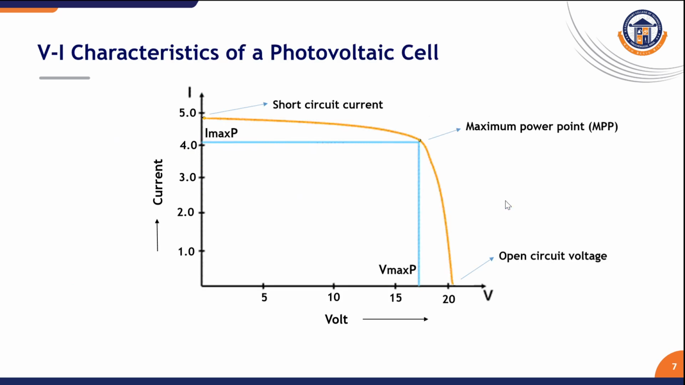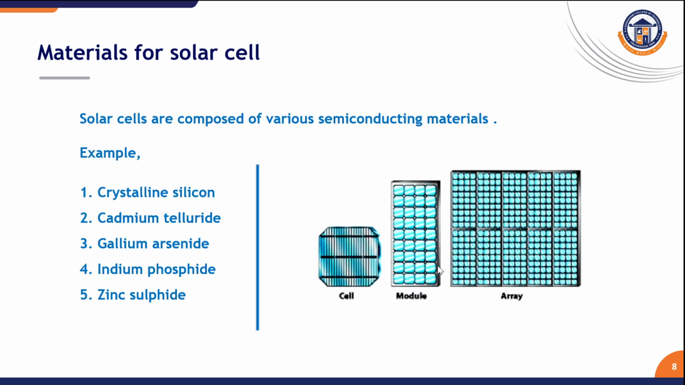Now let us see the VI characteristics of solar cell. The current voltage characteristics of a solar cell are very important for the performance. At short circuit, current is maximum and voltage is zero. At open circuit, voltage is maximum but current is zero. The most useful point is the maximum power point where both the current and voltage are optimized to deliver the highest power output.